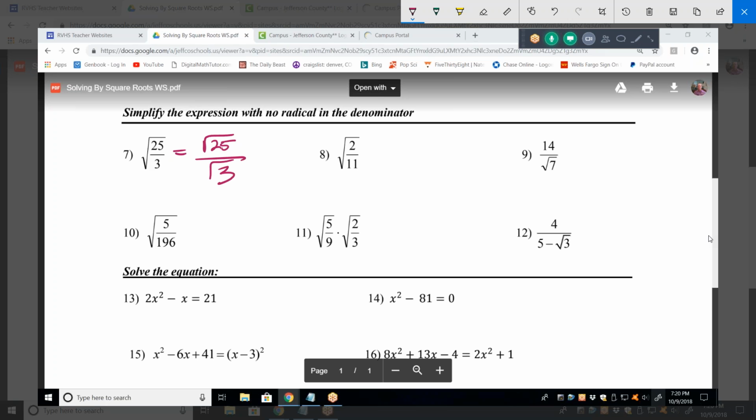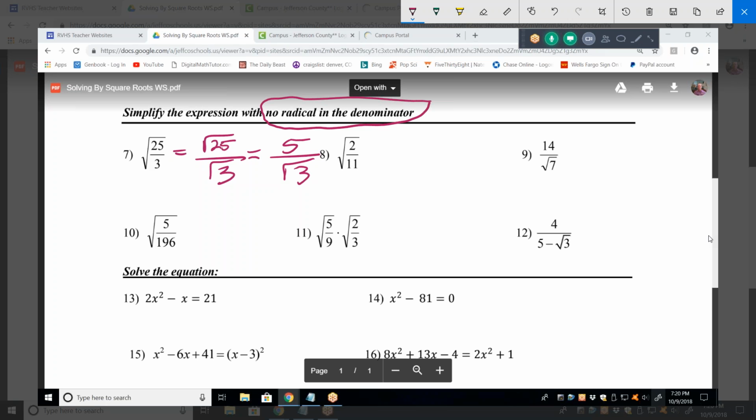Okay. So what's the square root of 25? 5. So that's 5 over root 3. What's the problem with this answer? One of them's a square root and one of them's a whole number. No, radicals aren't allowed in the denominator. Which means you have to do a process called rationalizing the denominator.